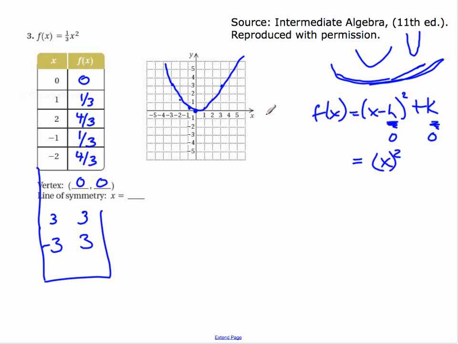Okay, hopefully that helps you graphing quadratic equations, simple ones like that.